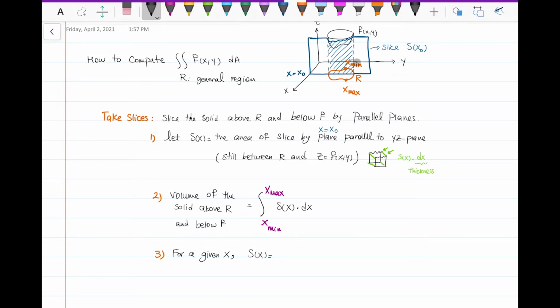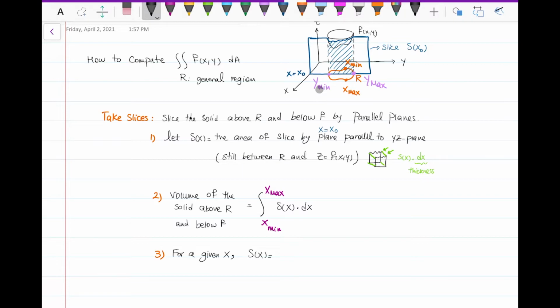Looking at this slice, what is changing is y. As you see in any slices, x is fixed, x is x naught, but y is changing. So y is changing from the leftmost y, which we call y min, to the rightmost y, which we call y max. Okay, so y is changing in each of the slices.